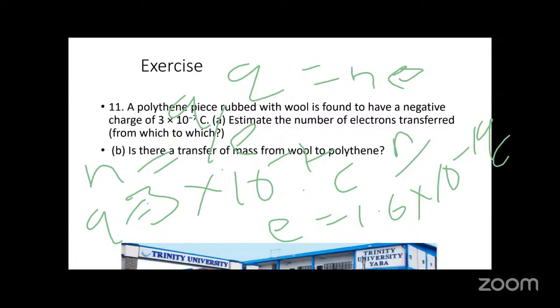Now remember that your N must be an integer. So whatever answer you get must be approximated to a whole number. Your N cannot be 1.2 or 2.5. It must be a whole number.